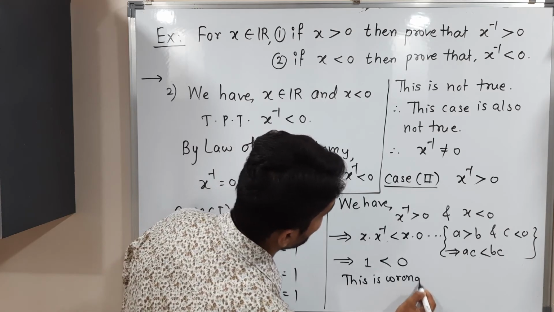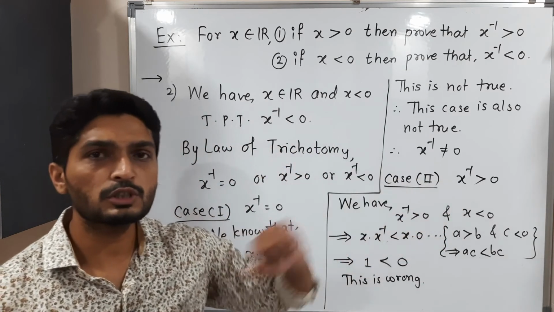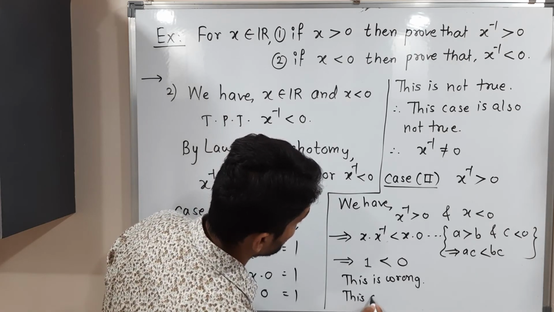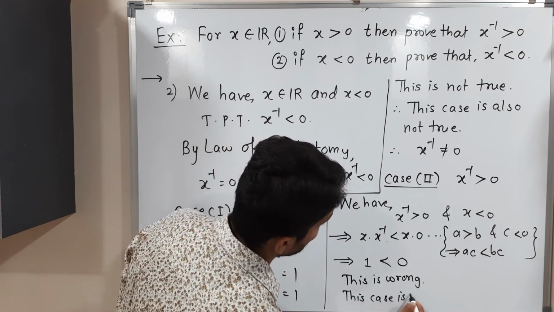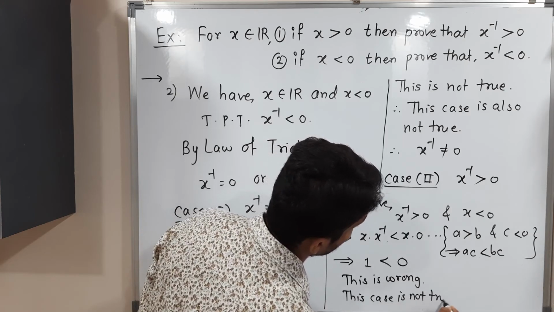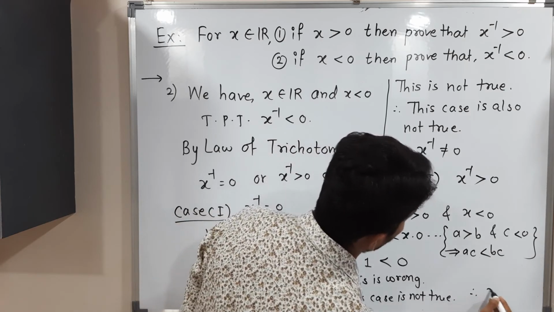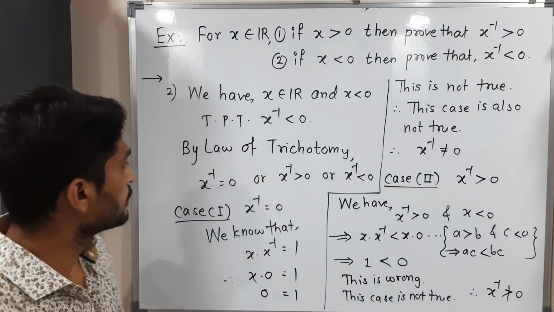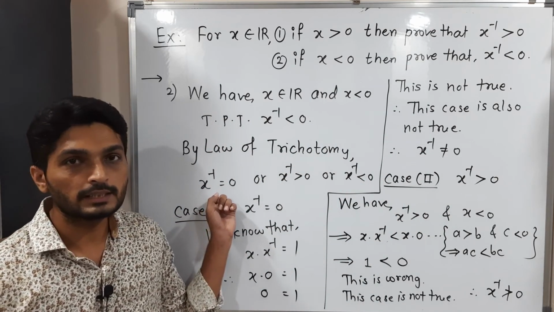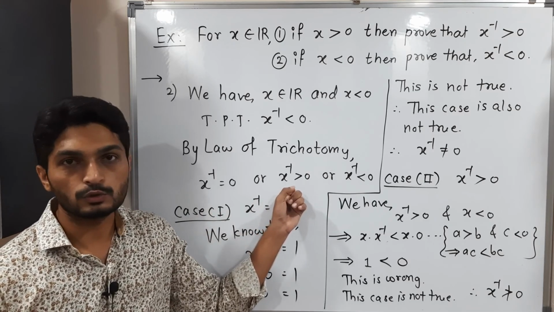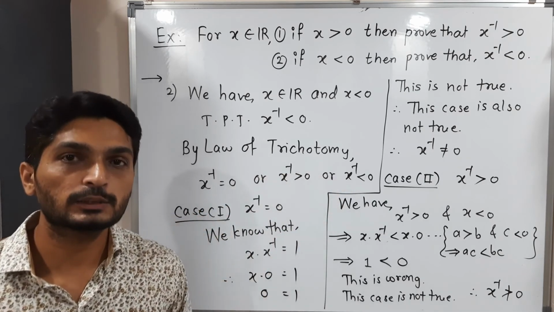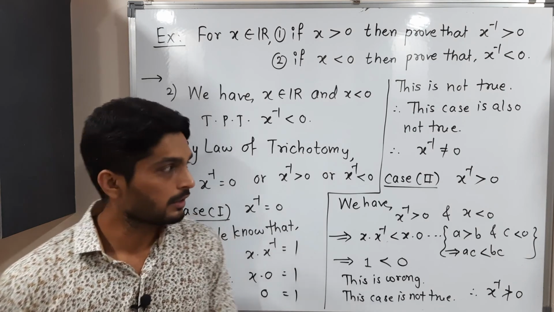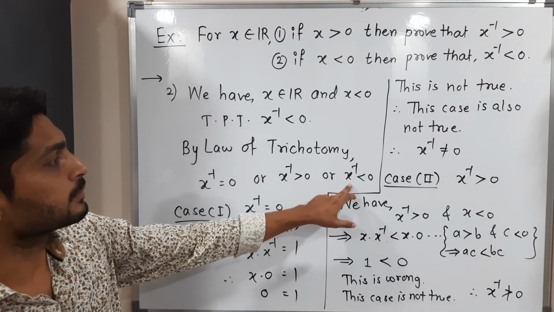Why are we getting a wrong result? Because our assumption is wrong. That means this case is also not true. So therefore, x inverse cannot be greater than 0. First we proved the first possibility is not true, and the second possibility is also not true. So we only have the last possibility, that is x inverse is less than 0. So therefore we can say x inverse is less than 0.